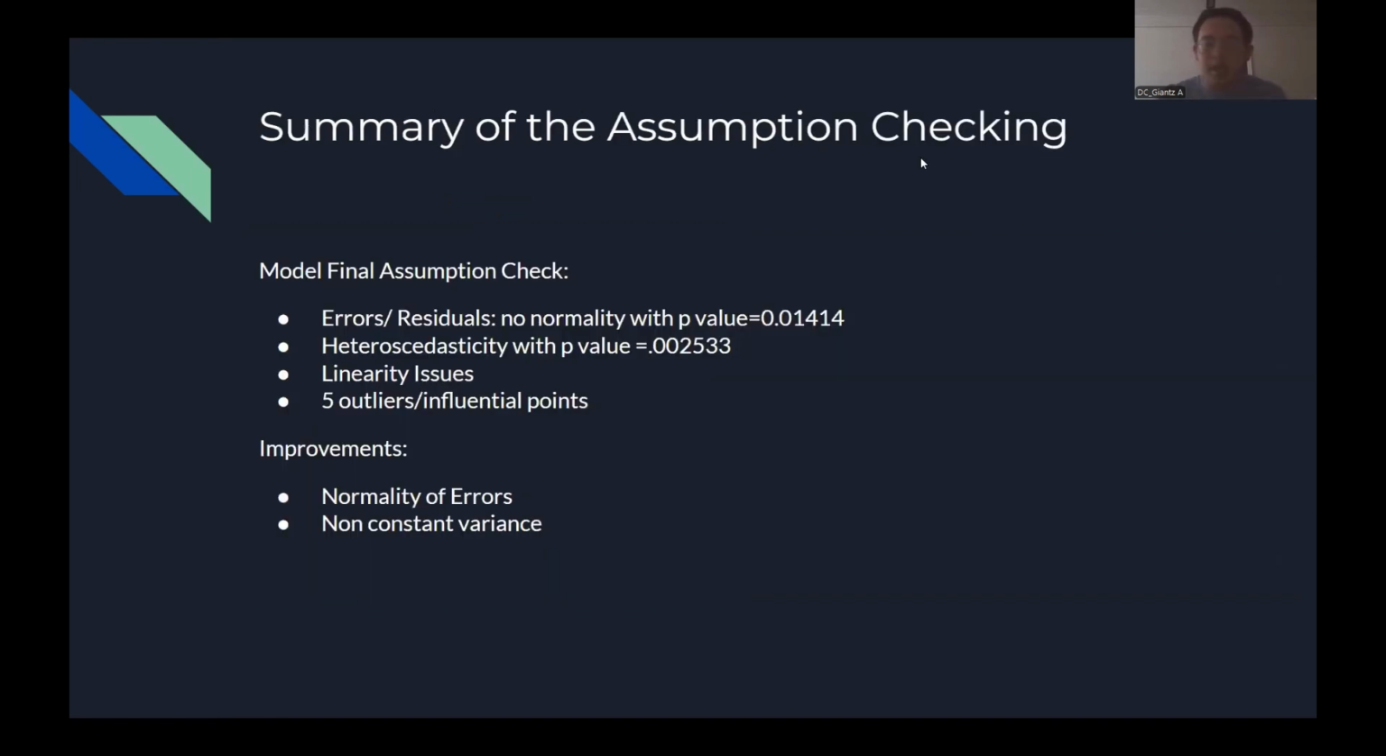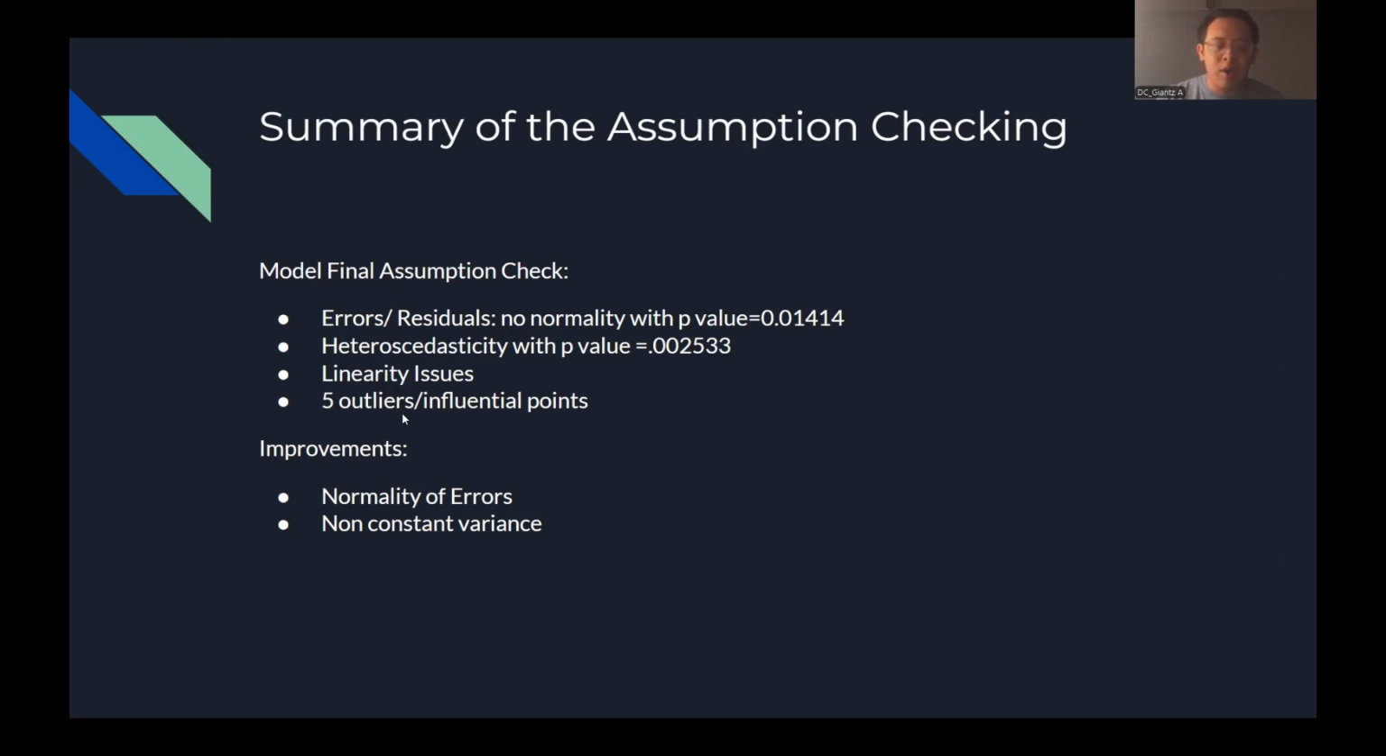So overall, we can say that the final model still has the heteroscedasticity issue. In this case, overall, we have issues with errors not following a normal distribution. We have the issue of non-constant variance. We still have linearity issues, and we still have some outliers.